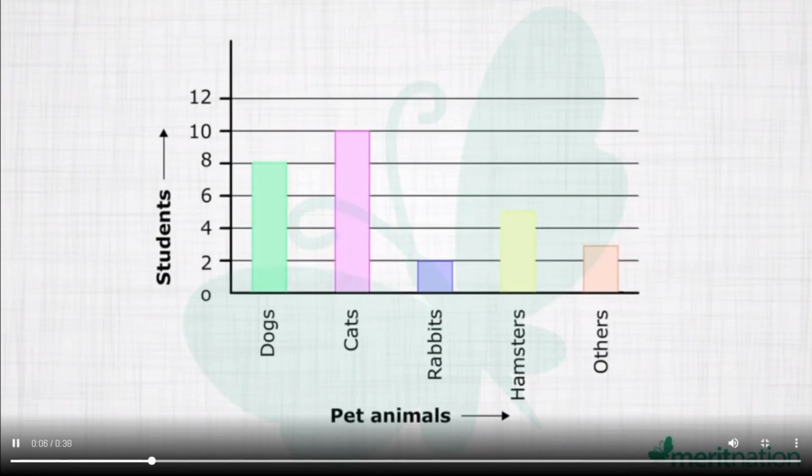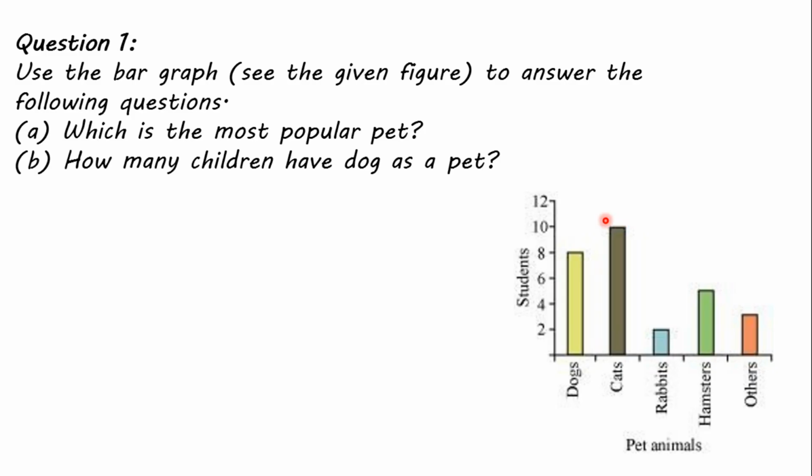Look at the graph. First question is, which is the most popular pet? Now that is extremely easy. The bar representing cats, as you can see, is the tallest. So obviously cat is the most popular pet. The second part is, how many children have dog as a pet? Now this is the bar representing dogs. Let's read the value there. So the number of children that have dog as a pet is 8.